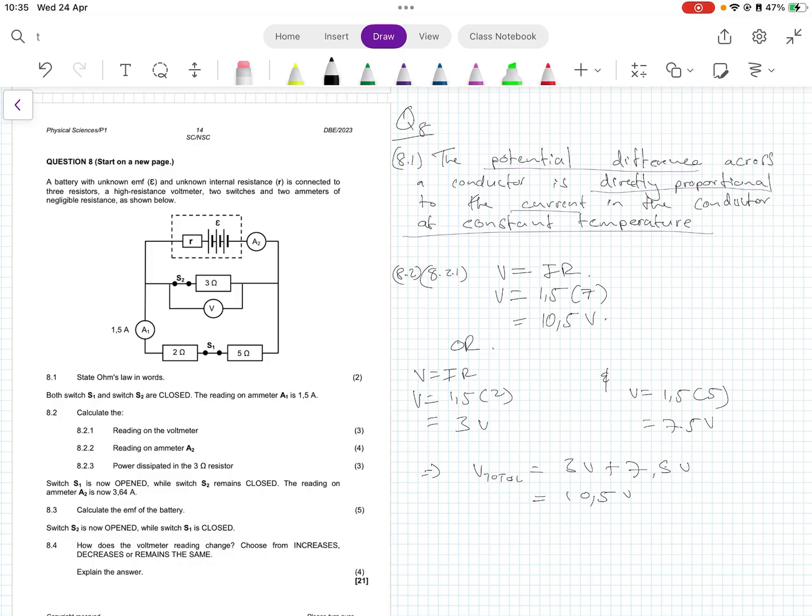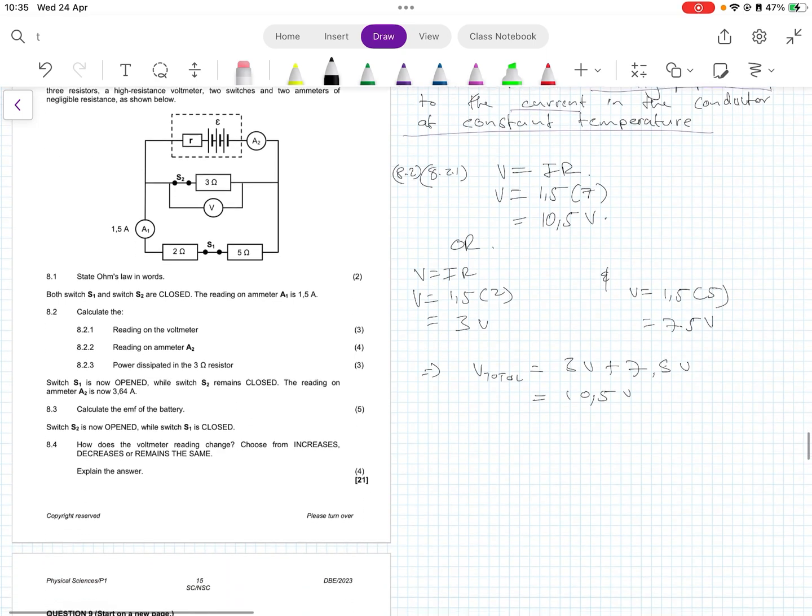Now, we may thus move on to 8.2.2. We are required to calculate the reading on ammeter A2. Okay. Now, using our formula, we may write our formula for Ohm's law, of course. We may write that V is equal to IR. Now, because V is equal to IR, what are we going to use? Which current? We don't know the current. We don't know which potential difference to use, and we don't know which resistance to use.